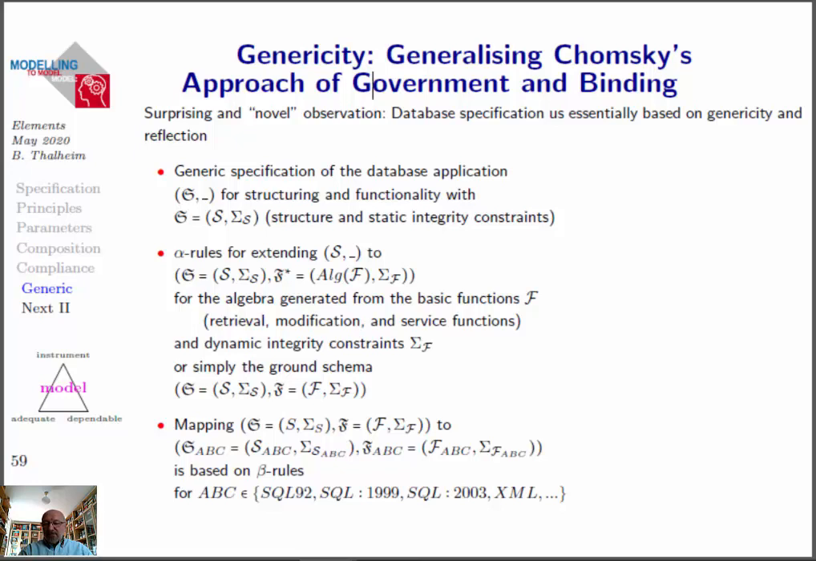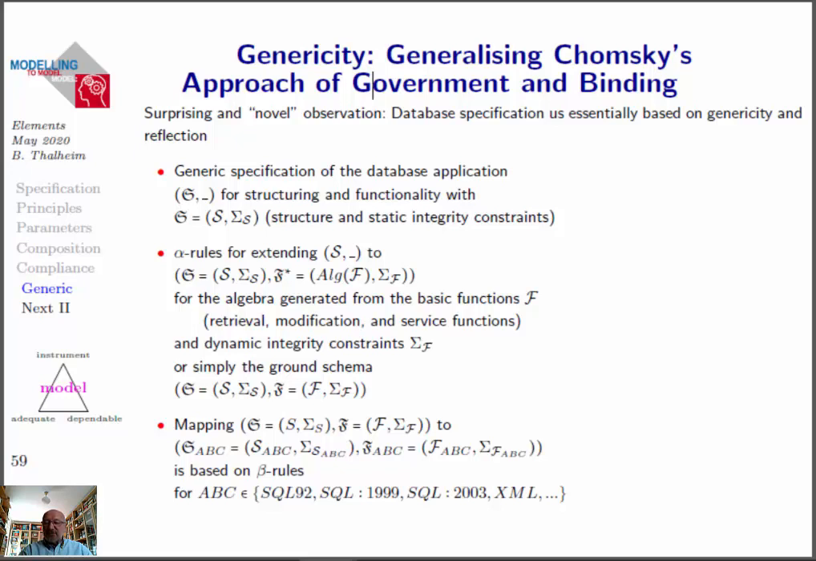Okay, then in this case we have now given a structure and maybe integrity constraints, maybe as static integrity constraints. And then we have, let's say, alpha rules for extending it by the functions. So these alpha rules are generated from some kind of generic functions, like for retrieval, modification, and service functions. And we can now incorporate these function sets directly, as an algebra, into our specification of our database application. And we can transfer the static integrity constraints to dynamic integrity constraints so that they can be checked by the functions.